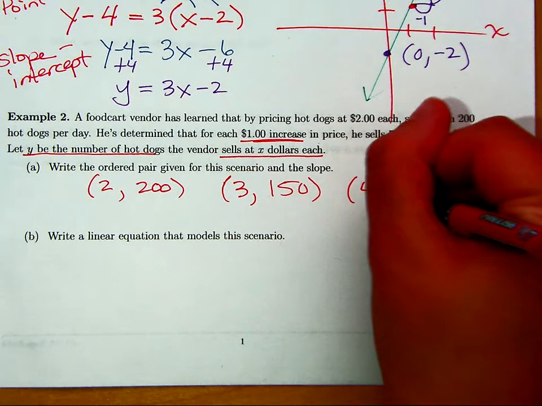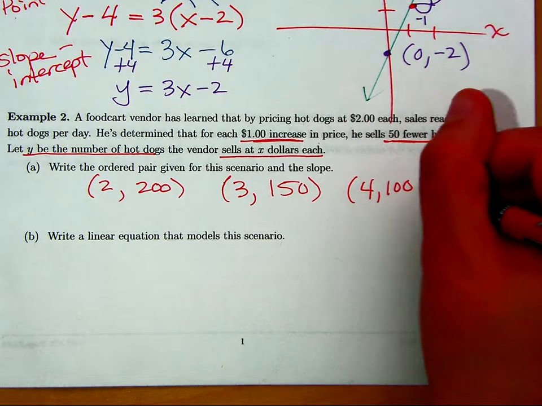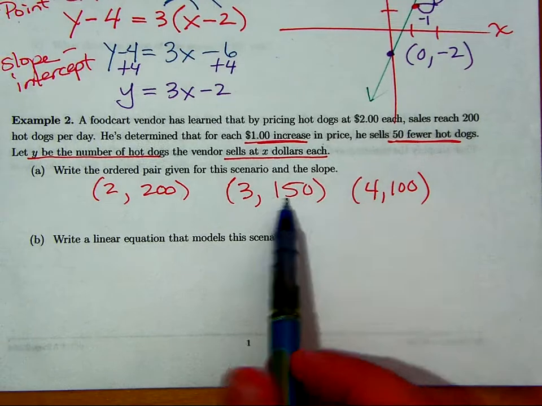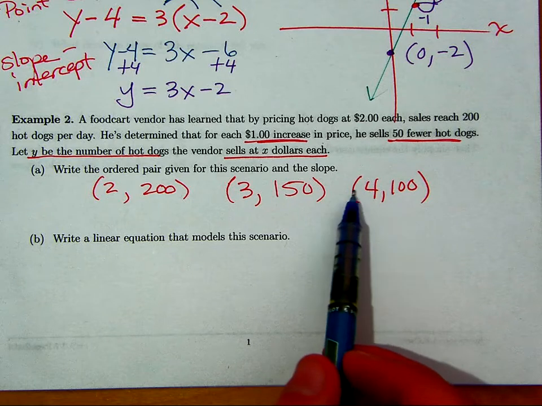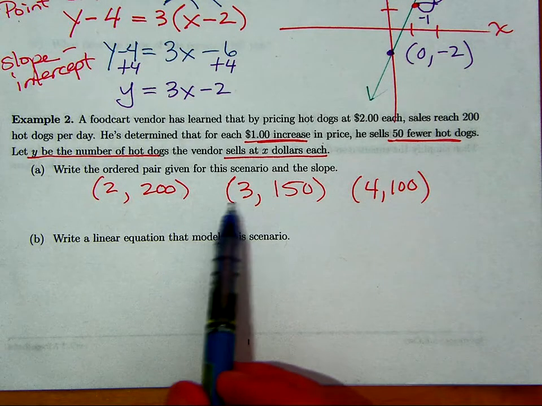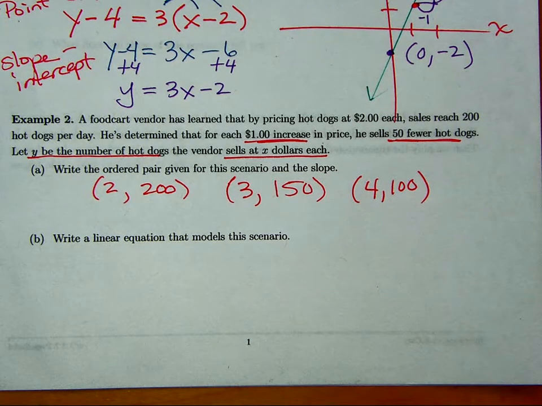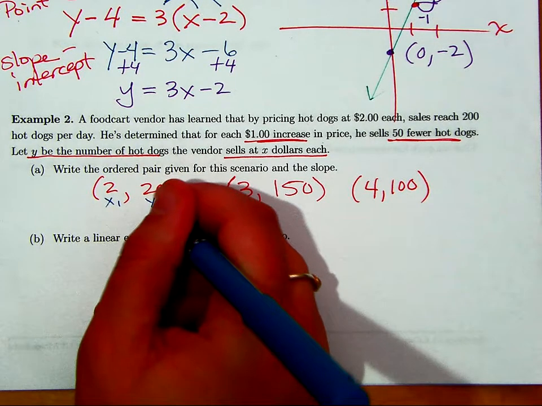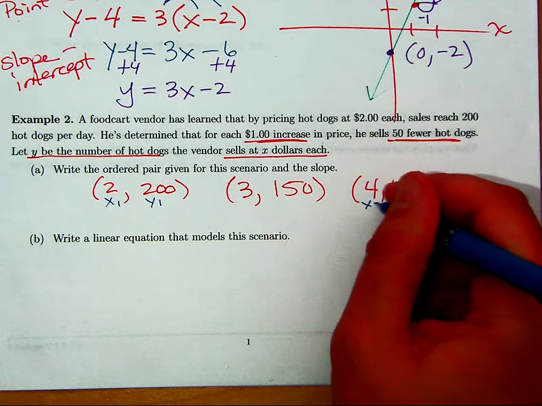Oh, for 100. Now, which points do you want to use to calculate the slope? You could use any points on the line that you want, right? I actually prefer even numbers, so I'm going to use the 4, 100 instead of the 3, 150. You're going to get the same slope no matter what. So I'm going to call this one x1, y1, and this one x2, y2.